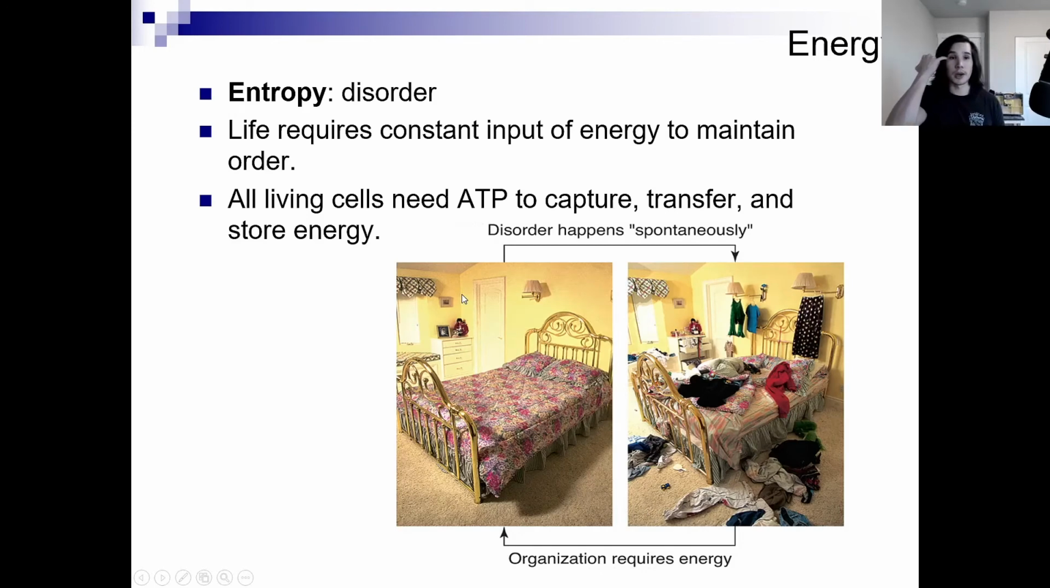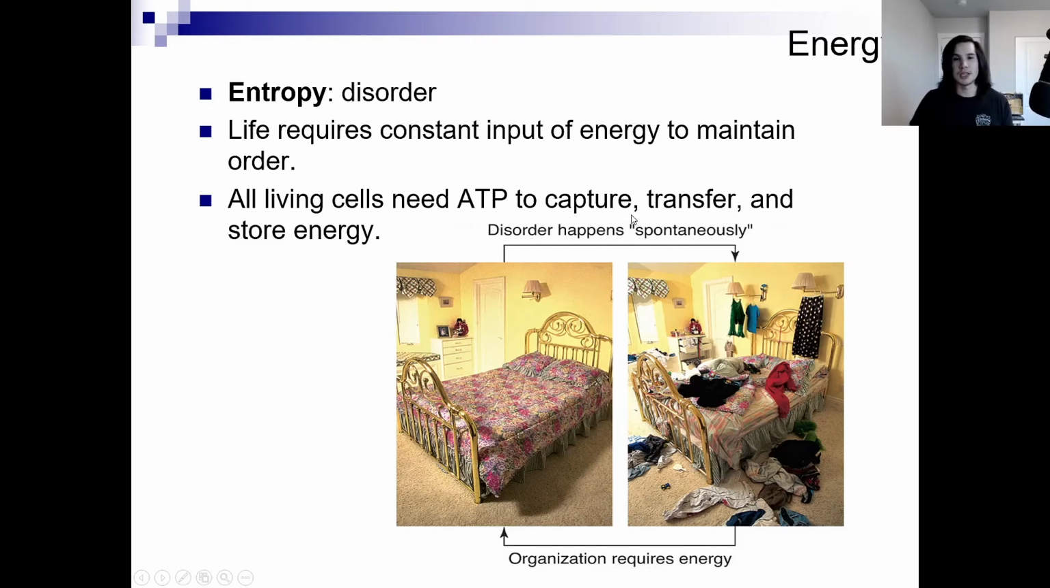Okay, so let's talk a little bit about entropy. Entropy just translates roughly into disorder. And what I'm saying here is that life will require a constant input of energy to maintain order. So to move from this space, this room here, to this room, to maintain this order, takes a ton of energy to do. However, to move from this type of room to this type of room, usually it's going to happen spontaneously. Not very much energy is needed to make this happen. This is something that just happens naturally.